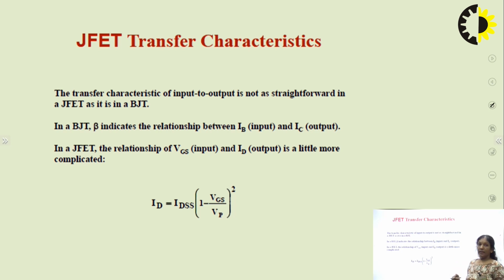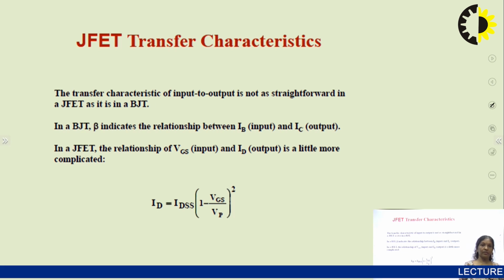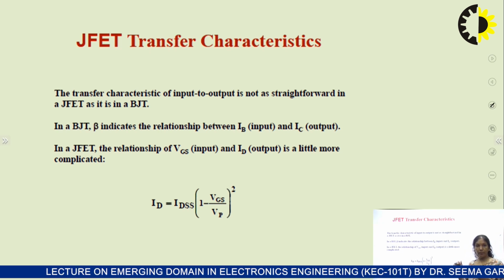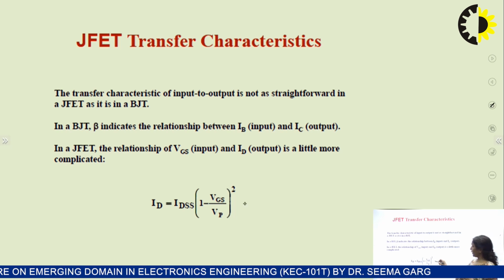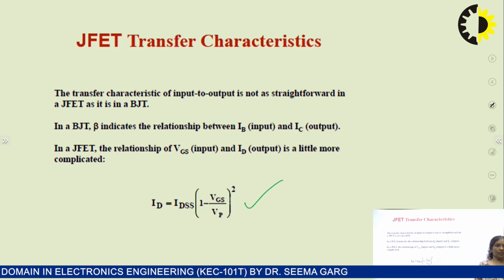So now the input characteristics of the field effect transistor. This was the drain characteristic or the output characteristic. Now, how do we draw the input characteristic? Just as we did in the case of the bipolar junction transistor. Here the drain input characteristics are also called the transfer characteristic or transconductance characteristic, and it can be calculated by using this equation, which is a quadratic equation.